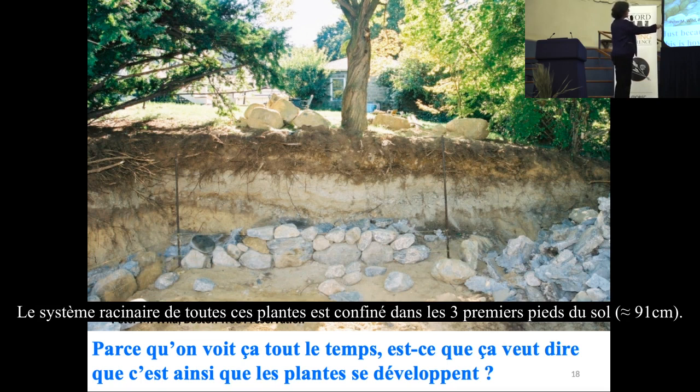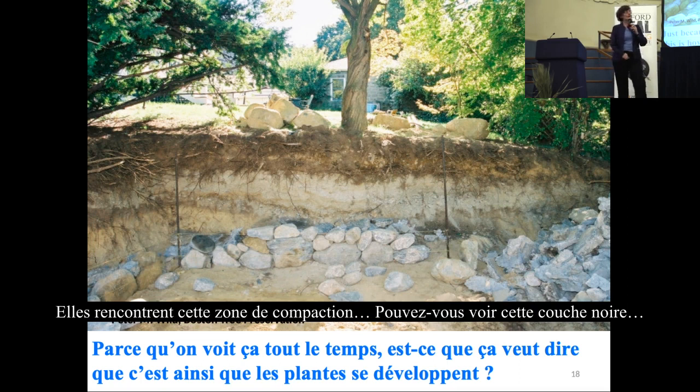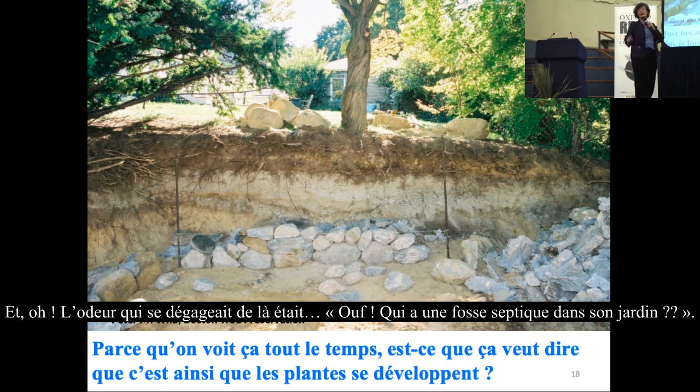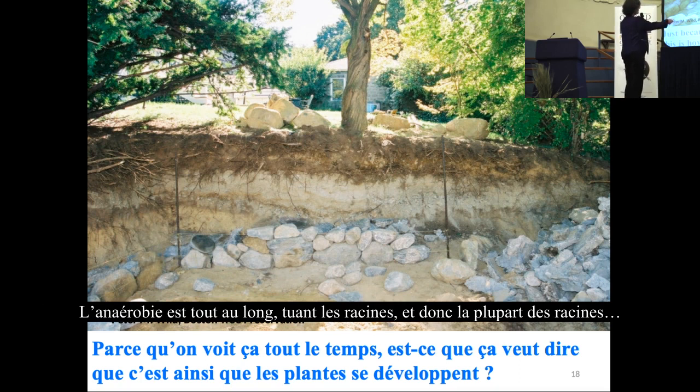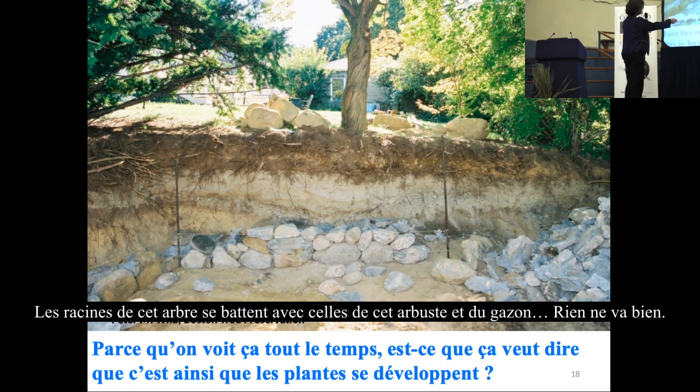The root systems of all these plants are confined in the top 3 feet of the soil. They hit that compaction zone. Can you see that black? Ooh, and the smell coming out of here was like, whoa, who's got the cesspit in their backyard? Anaerobic as all get out. It's killing all the roots. And so most of the roots from this tree are fighting with the roots from that shrub and with the grass. Nothing is doing well.